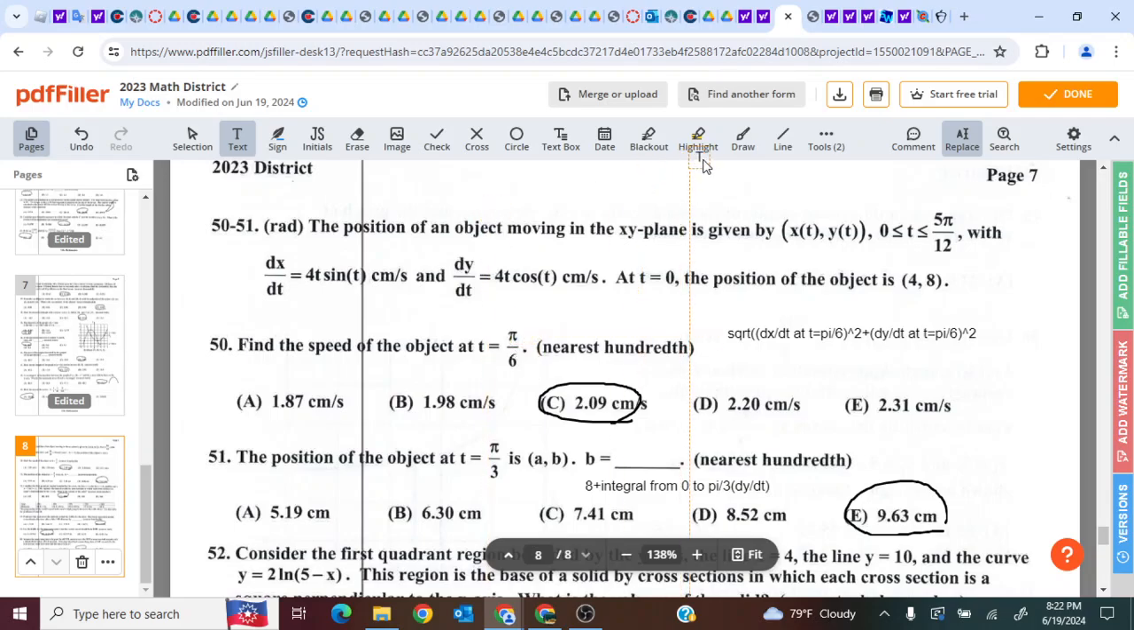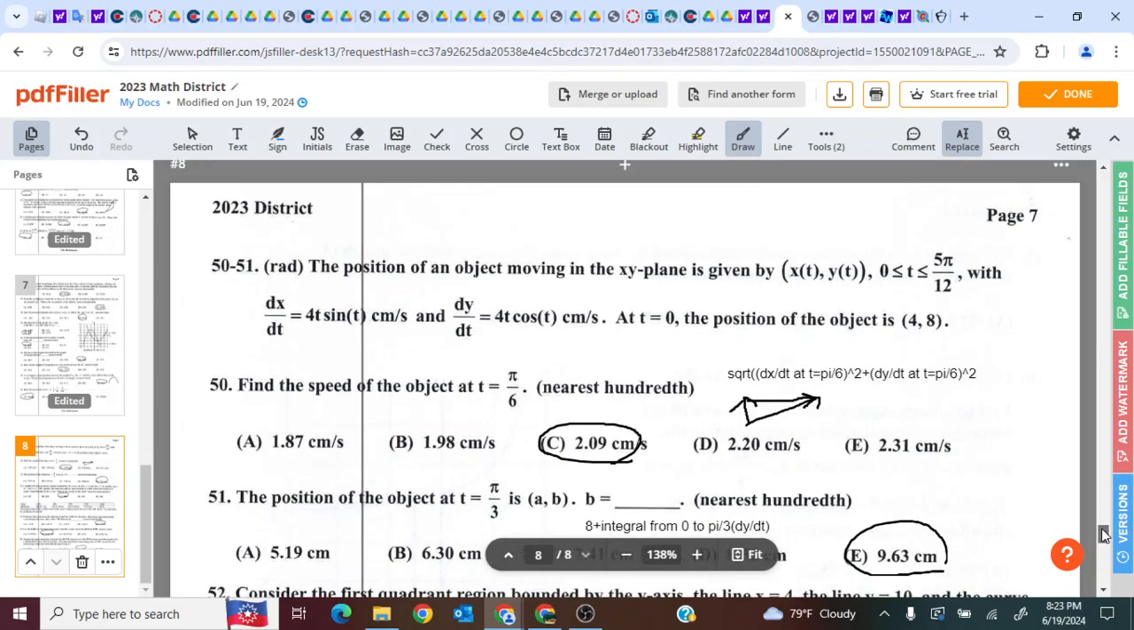Well, you can imagine the speed as a vector: the change in x squared plus the change in y squared, square root of that. So that's basically what you're doing. Plug t into the derivative of x and square that, plug t into the derivative of y and square that, take the square root, and you will get a speed of 2.09. As you can imagine, the speed vector like that, and then the change in y like that, and then the change in x like that. So that's why you use the Pythagorean theorem, basically.